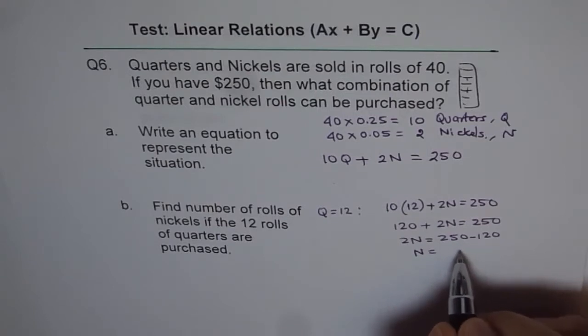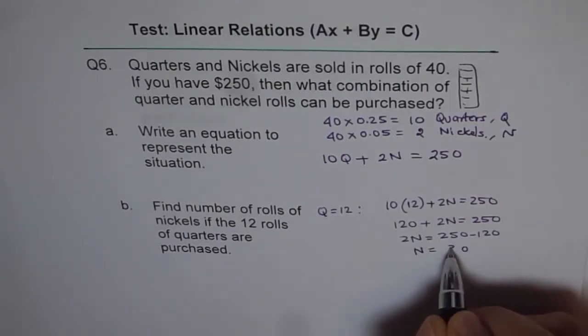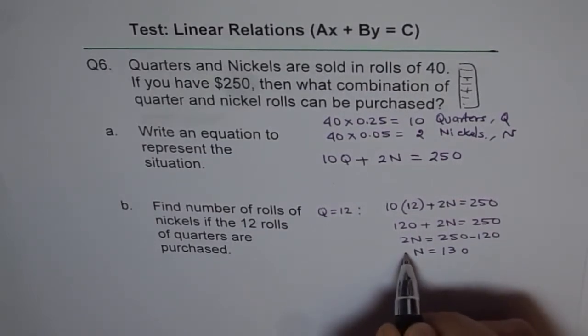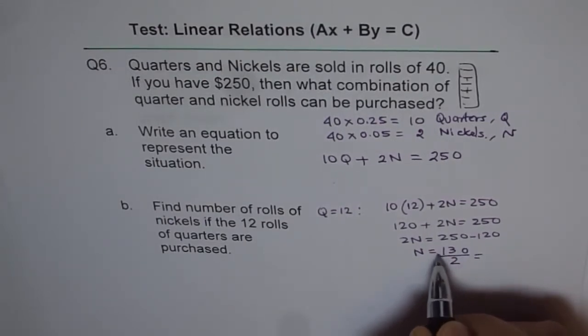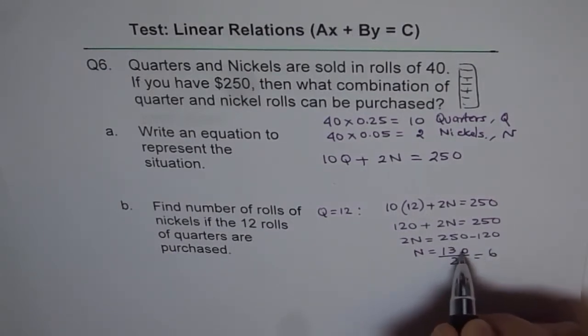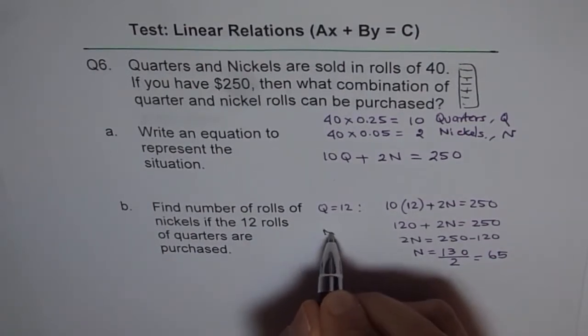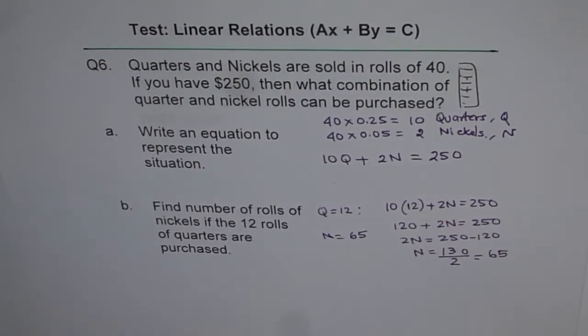So it is 0 take away 0 is 0, 5 take away 2 gives you 3, and 2 take away 1 is 1. That is 2 times N equals 130. So N is, when you divide this by 2, 130 divided by 2 will give you, 2 goes 6 times, 12, and then 10 means 5. So the number of nickel rolls will be equal to 65. So that is how you can calculate the number of nickels.